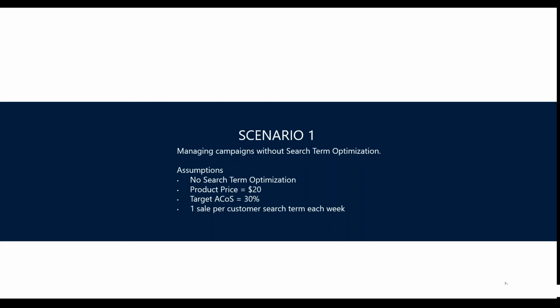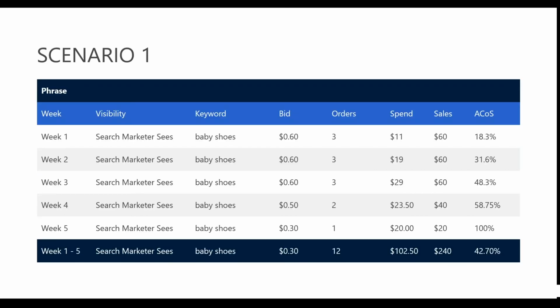Yep. All right. So assumptions, Darby spoke to it. This scenario one is going to have no search term optimization. The product price is going to be $20. The target ACoS set by the brand is 30%. And let's just assume each customer search term gets a sale a week. All right. So this is what you have. This is all the information you have when managing your campaigns.